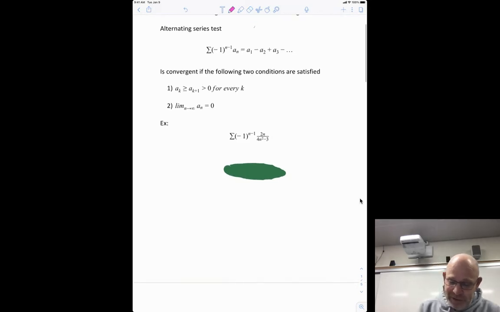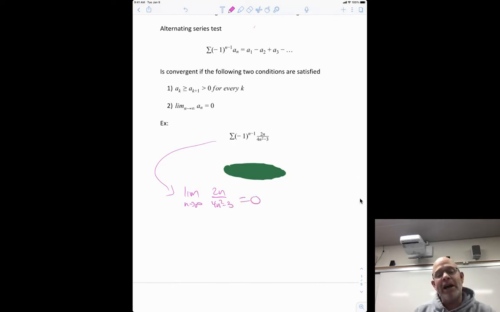All you have to do when you're doing one here is just check this. We take the limit as n approaches infinity of 2n over 4n squared minus 3. This is just a limit of that higher power rule, higher power on the bottom, so it equals 0. Therefore, negative 1 to the n minus 1 times 2n over 4n squared minus 3 converges by the alternating series test. So really a pretty powerful test.